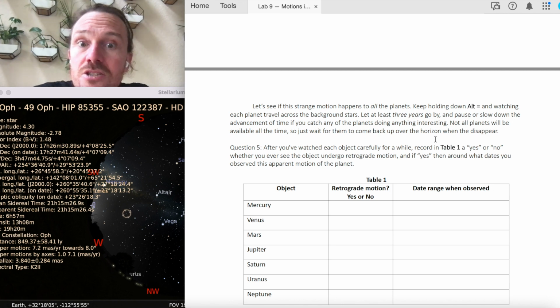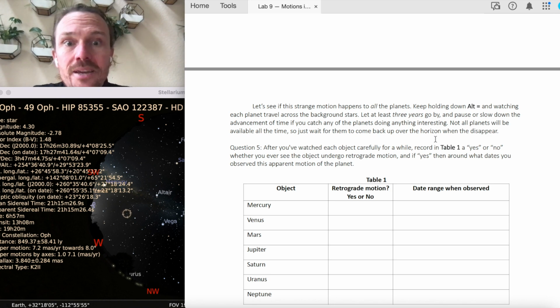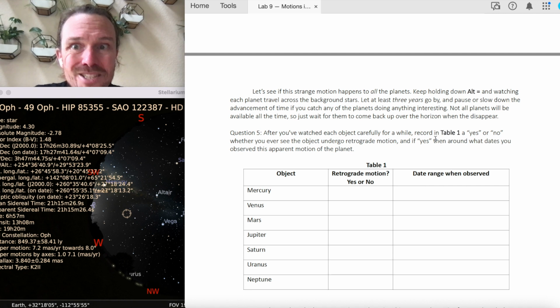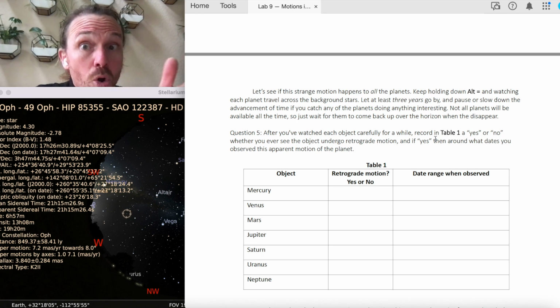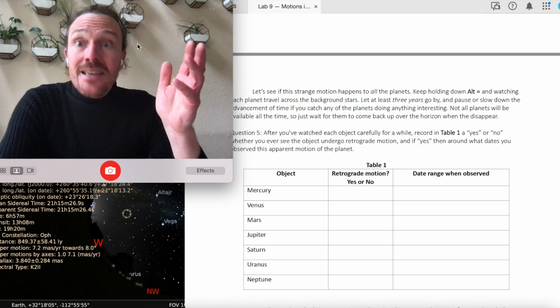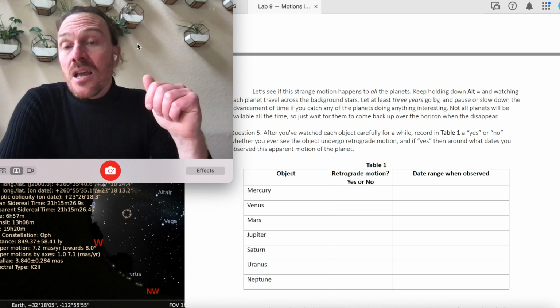Record in table 1 a yes or no on whether you see the object undergo retrograde motion. And if yes, then around what dates did you observe it? Now, some of them are multiple cases, Mercury being an example where it happens a lot. Mercury obviously has such a small orbit, so we have lots of opportunities for Mercury to catch up with us. Orbital period-wise, Mercury has an orbital period of only 60 days.